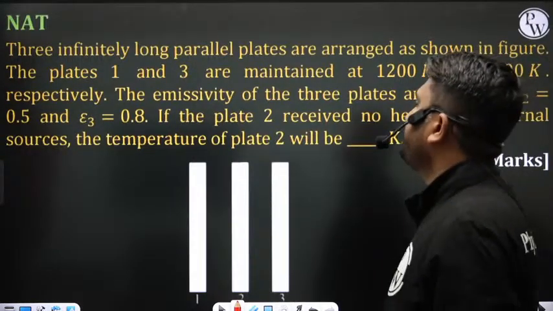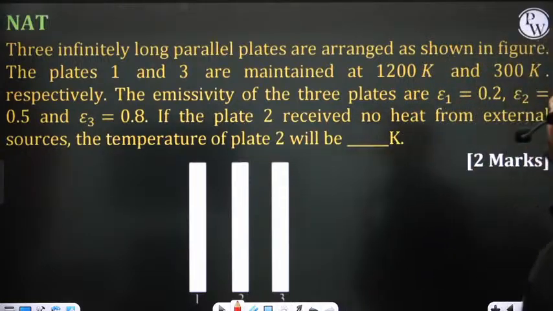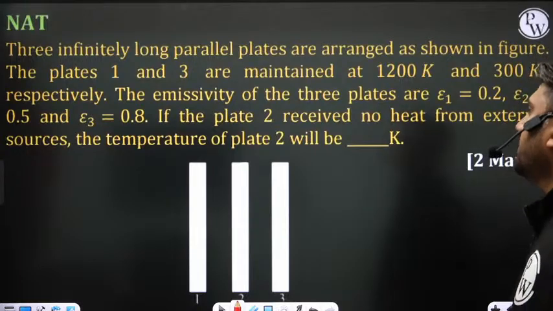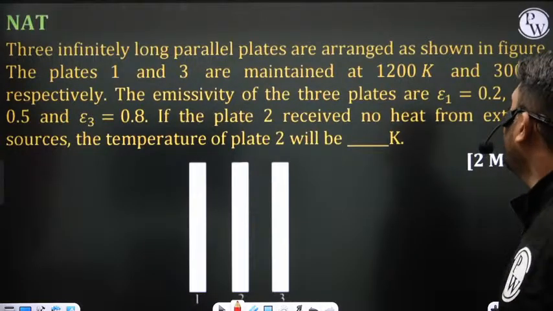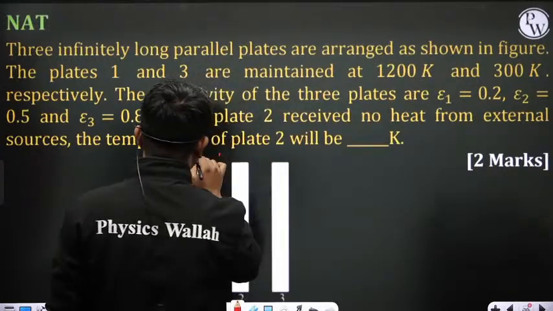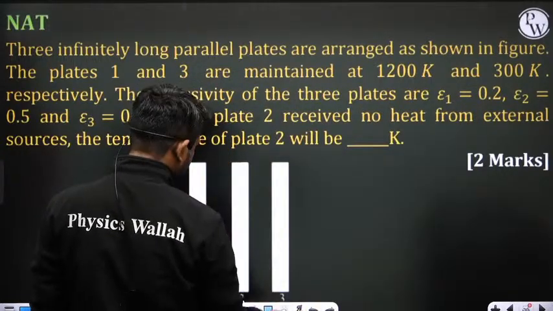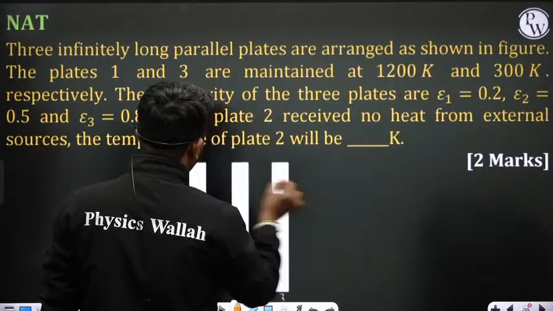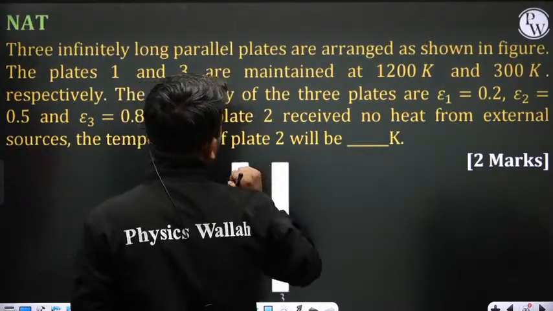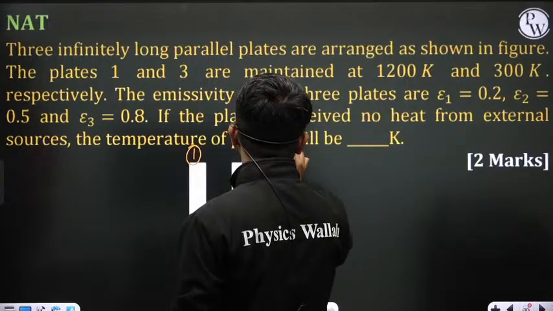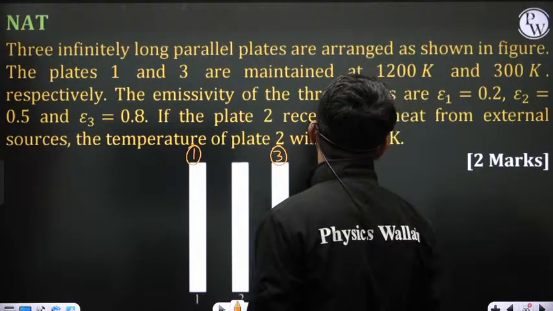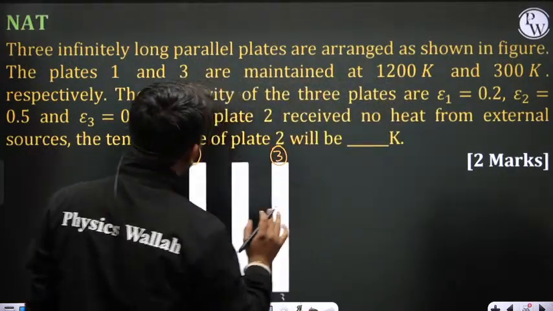Okay, so it is given that 3 infinitely long parallel plates are arranged as shown in the figure. Plates 1 and 3 are maintained at 1200 Kelvin and 300 Kelvin. So this is plate number 1, and this is plate number 3. So plate 1 and plate 3 are maintained at 1200 Kelvin and 300 Kelvin respectively.